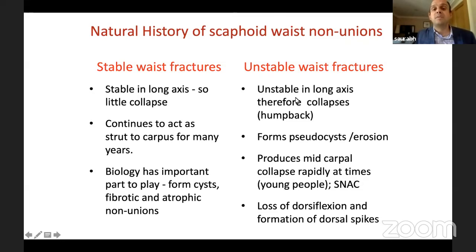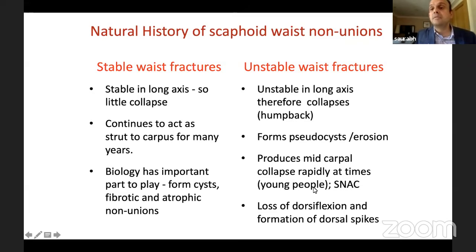Unstable waists, obviously, don't take the load. They're unstable in the long axis. So they start collapsing. I'll show you in the next slide what it means, which is known as a humpback. And obviously cysts will form, we know that. Erosion, I'll show you in the next slide. And then of course, they are the ones which go into SNAC 1, 2, 3, 4. So mid-carpal collapse happens.